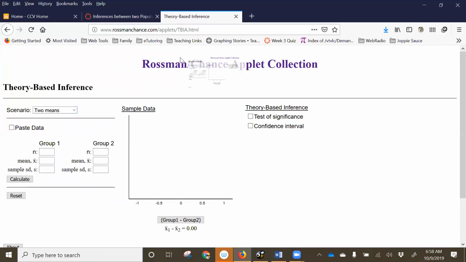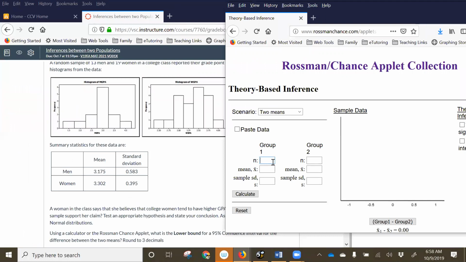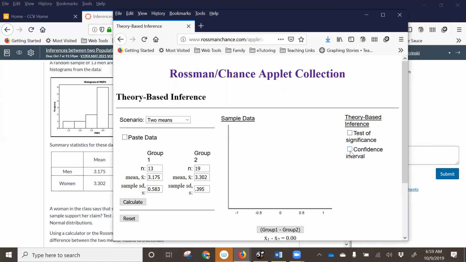So two means. For men, it's 13 of them. For women, it's 19 of them. The mean is 3.175 for men, and their standard deviation is 0.583. The mean for women is 3.302 with a standard deviation of 0.395. Now, because the claim is that the average for women is higher than the average for men, that's going to tell me that mu1 minus mu2 is less than 0, or mu1 is less than mu2 for HA. You never really wrote that down on your paper.